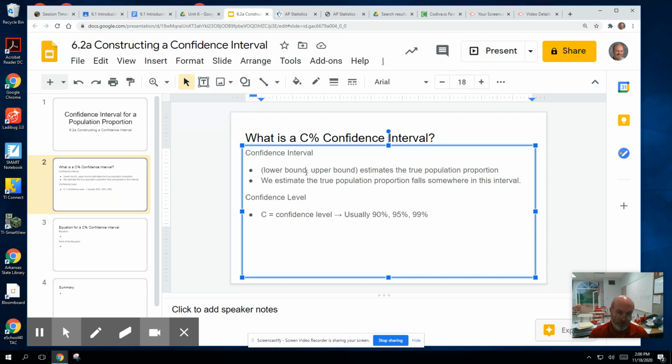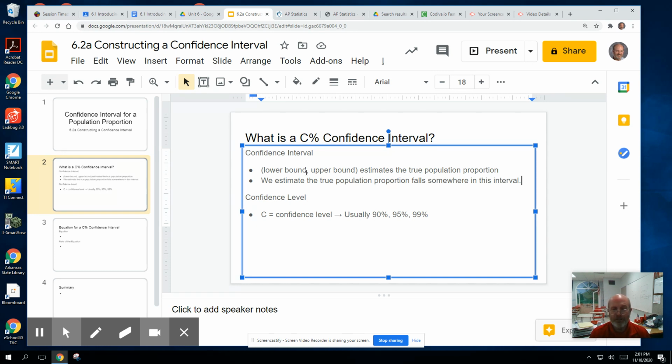When we construct this interval, an important thing for you to know is that we are not saying it's more likely to be in the middle. All we're saying is that we estimate the true population proportion falls somewhere in this range, in this interval, between the lower bound and the upper bound. That's what a confidence interval is.